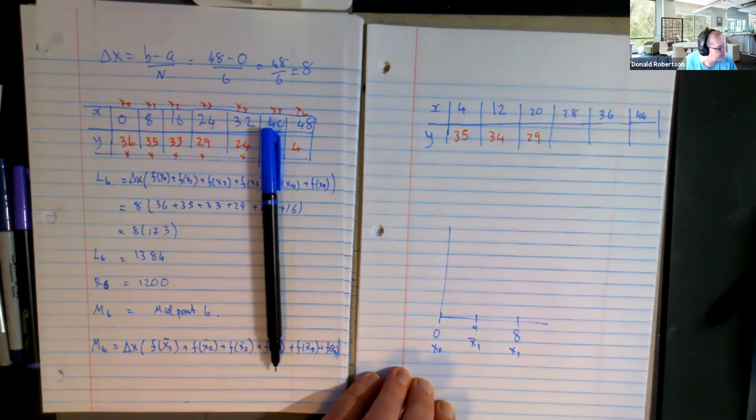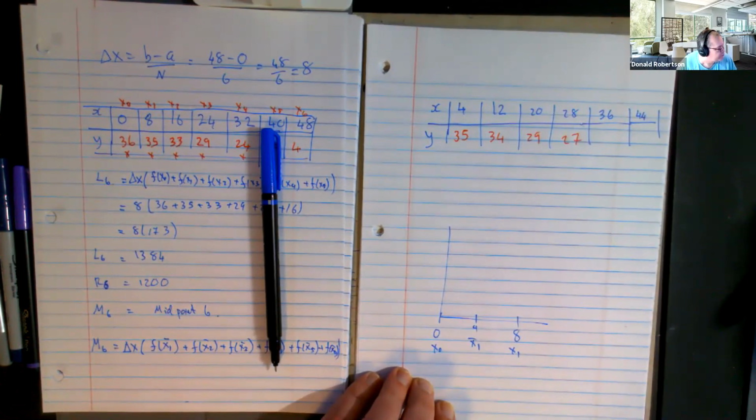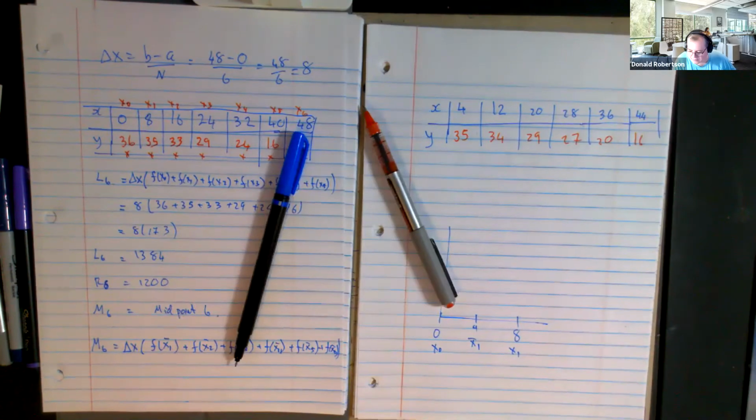Next one, 28. It's going to be 27. One of the shorty guys here. What's 36 look like? 30. This one, oh, that one I can use. That one's 20. And the last one is 16. Now, don't be surprised if I screwed up here, because I've really just rushed through them.